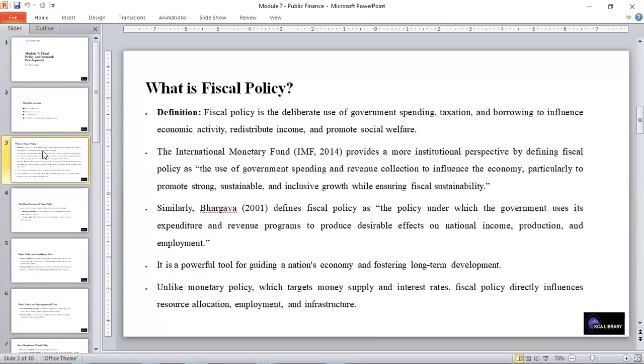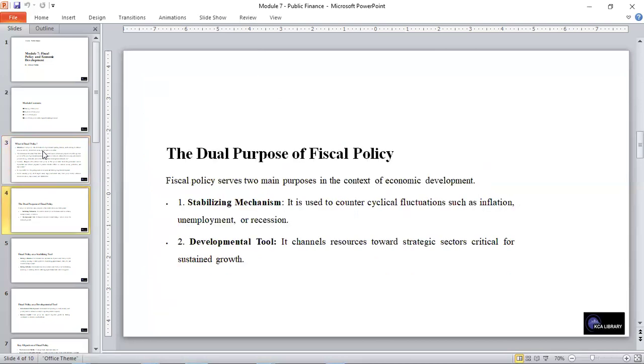And similarly, according to Bhagwati, 2001, fiscal policy is seen as the policy under which the government uses its expenditure and revenue program to produce desirable effects on national income, production, and employment. And it is a powerful tool for guiding a nation's economy and fostering long-term development. Unlike monetary policy, which targets money supply and interest rates, fiscal policy directly influences resource allocation, employment, and infrastructure.